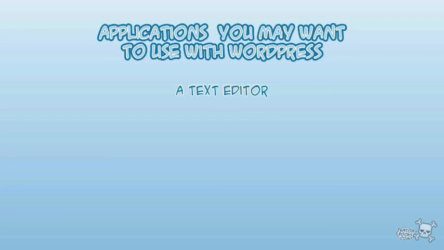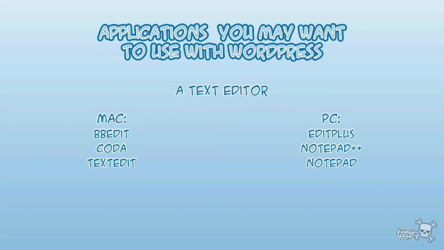So, applications that you might want to use with WordPress. First off here, a text editor. Now, I'm going to break it down here for you because I'm not sure if you're running a Mac or a PC machine, but on the Mac side, we can use BBEdit, which is a great text editor. We can use Coda, which is awesome. If you haven't checked it out, definitely check it out. Or, of course, you can use TextEdit, which comes installed on your Mac. On the Windows side, on the PC side, you can use EditPlus. You can use Notepad++, or of course, you can just use the straight-up Notepad that ships with Windows, right?